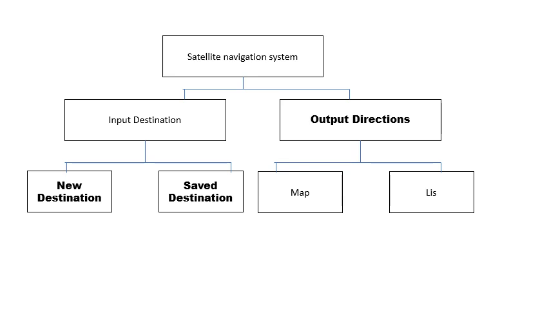So this is a structure diagram, where each parent module has two child modules, input destination and output direction, and input destination has further two modules, new destination and saved destination. This type of diagram is called a structure diagram, in which we represent the problem, the task, in a tree shape, in modular shape.